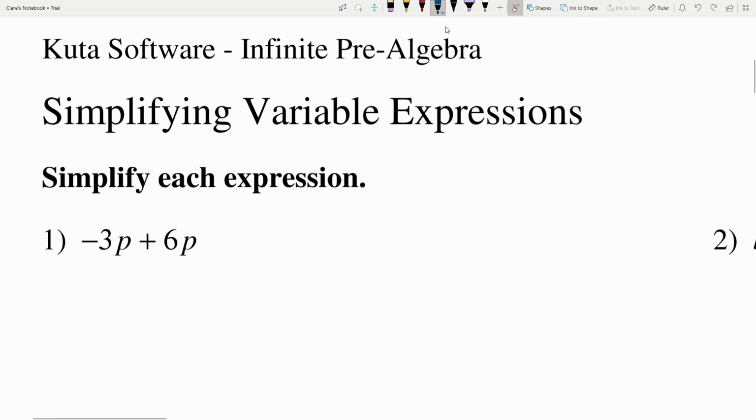In this video, we're going to start the Kuta Software Infinite Pre-Algebra free worksheet, simplifying variable expressions. Now, for numbers 1 through 22, we're going to be simplifying each expression. What that means is we're just going to combine all of our like terms in order to simplify. And in some cases, we'll need to distribute, but we'll deal with that when we get there. Let's jump into number 1.